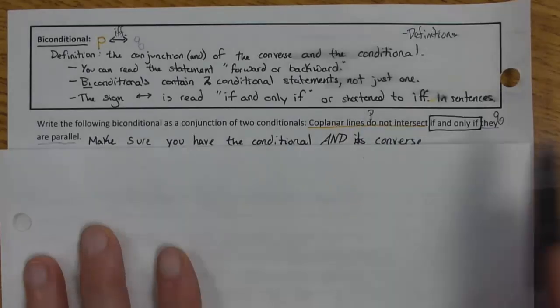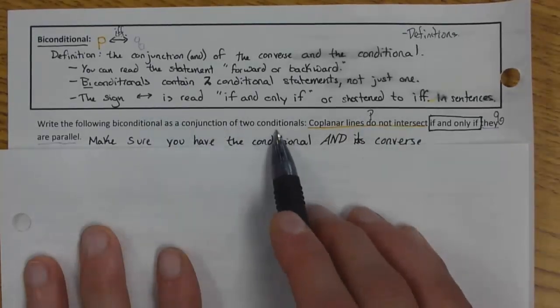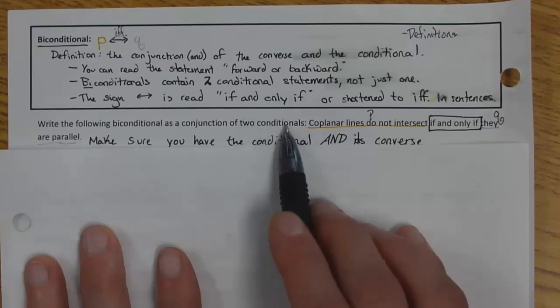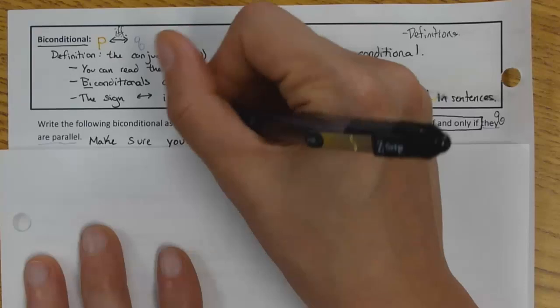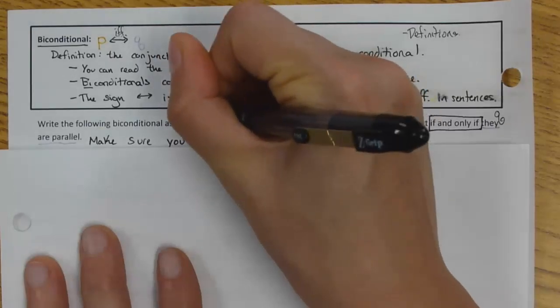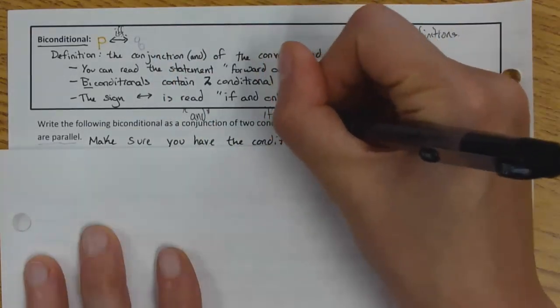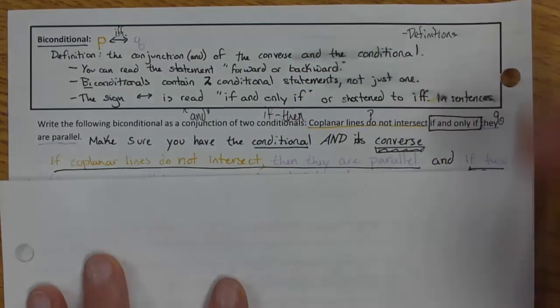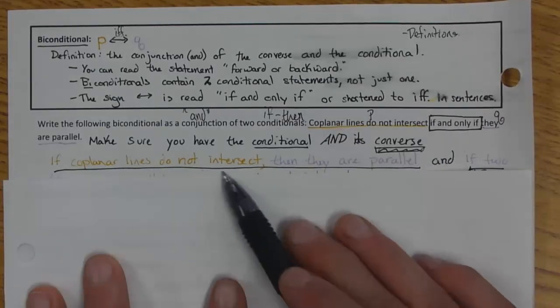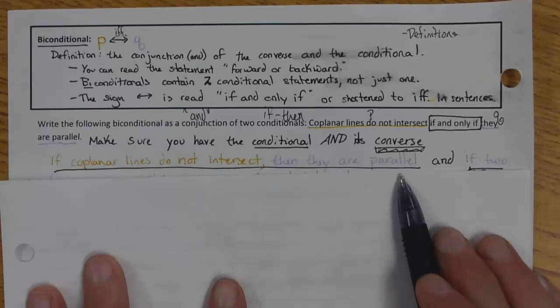And we're just going to write these as the conjunction of 2 conditionals. In other words, we're going to write 2 if-then statements and connect them with an and, because that's all a conjunction is. It connects things with an and. All a conditional is, is an if-then statement. So let's write those two. The first one, I'm just going to read it the normal way. If P, then Q. So if coplanar lines do not intersect, then they are parallel.